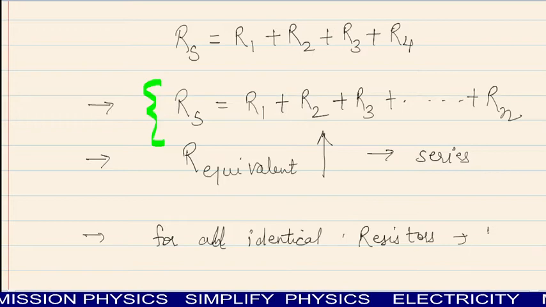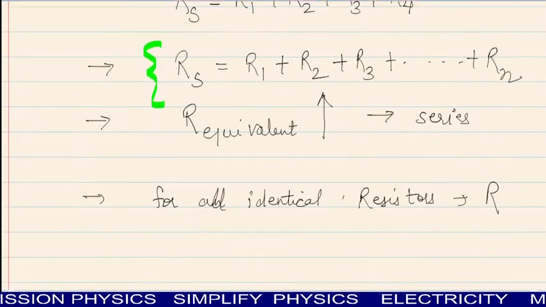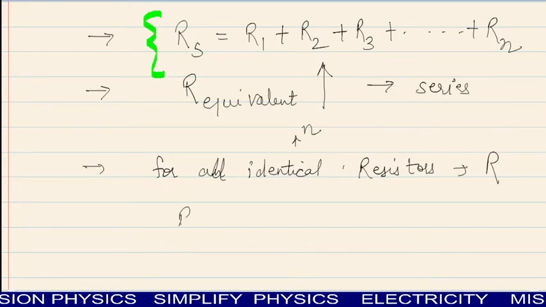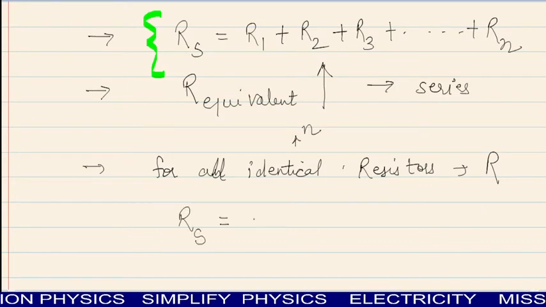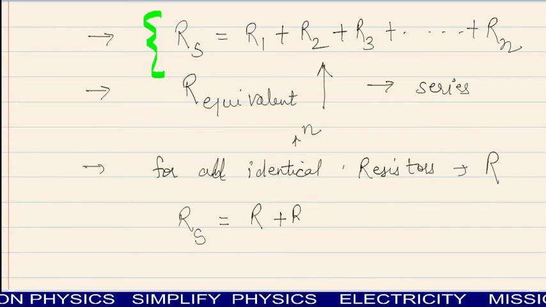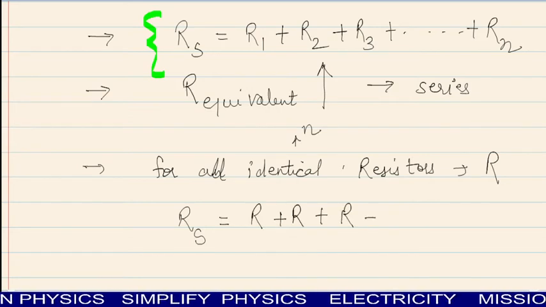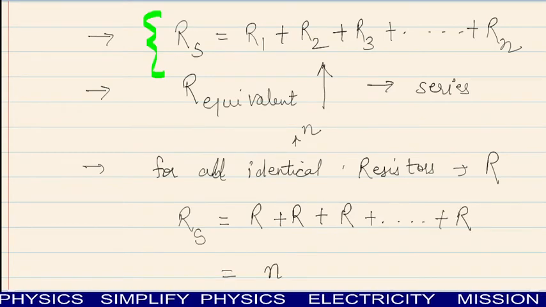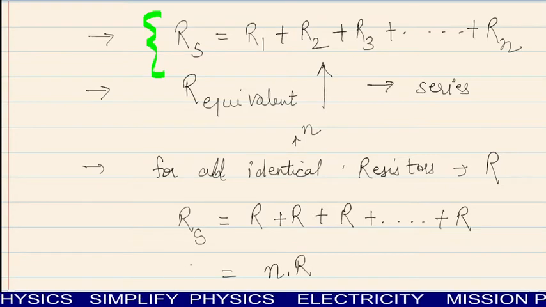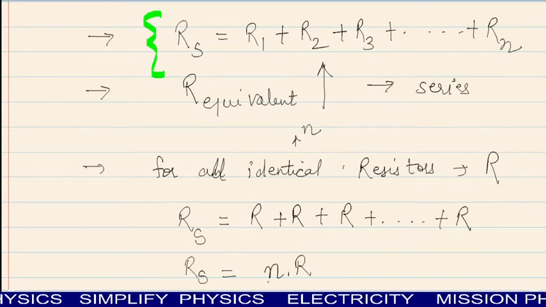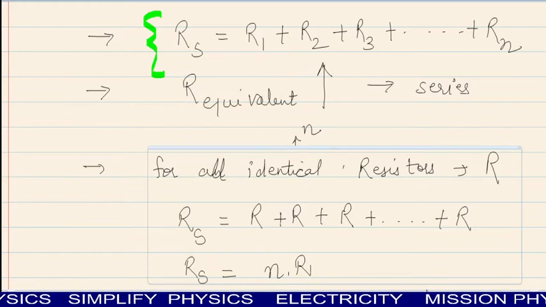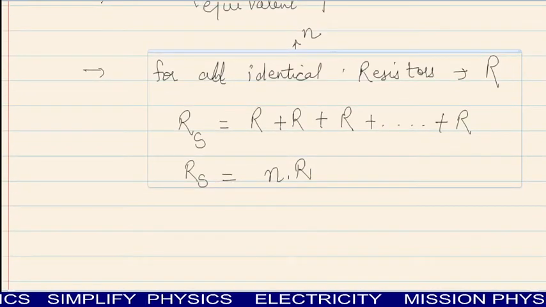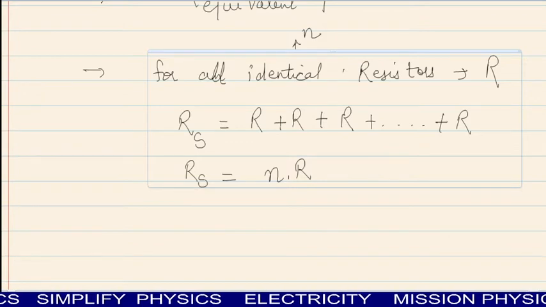So for a combination of all identical resistors, each of value r, and they are in total n identical resistors, we will get Rs equal to r plus r plus r and so on n times. So this will be equal to n into r. So series resistance connected by n identical resistances will be giving us the equivalent resistance of nr in the circuit.